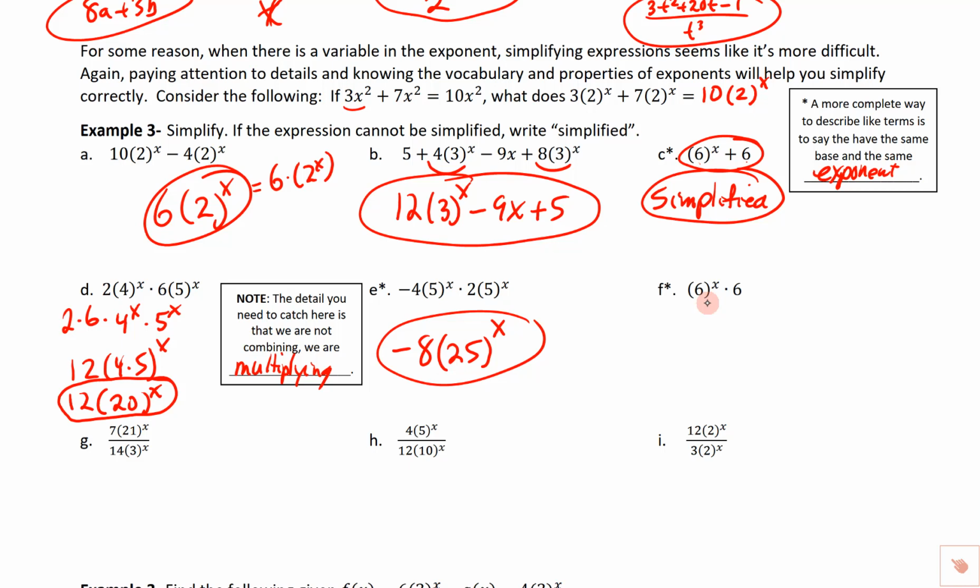Now this one gets kind of interesting. Again, look at the similarity. Look how close it is to the one up above there. But again, the operation is different here, so we apply different rules. We're not combining like terms here. We're literally multiplying these together. So there are a couple different things that we could do here. They both have the same base. So remember, if we're multiplying them and they have the same base, we add the exponents.